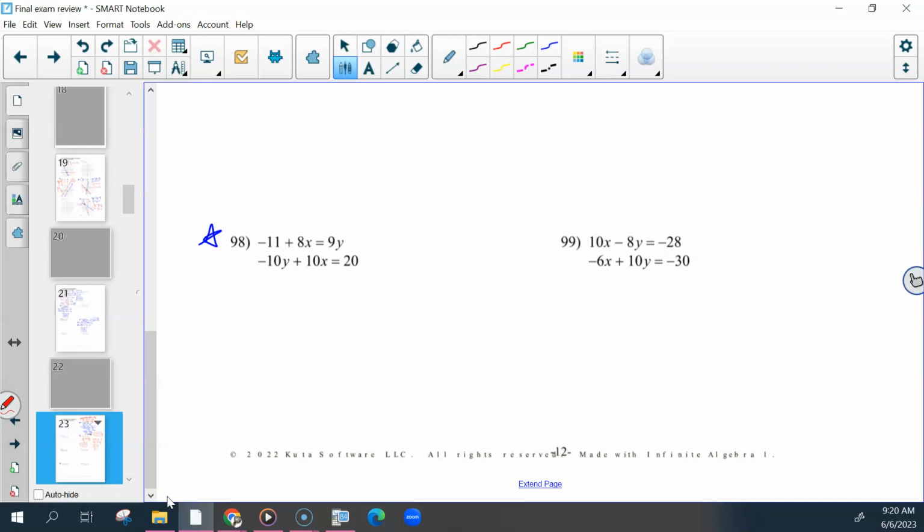98 is similar to 93, except it's already lined up. We just have to, I'm sorry, it's not lined up. I lied. We have to make it line up. So let's say we made the bottom one. I'm trying to make it easy, right? Let's just move the 8 over. So subtract it to the other side, and then rearrange it and write it underneath. We have 9y minus 8x equals negative 11.